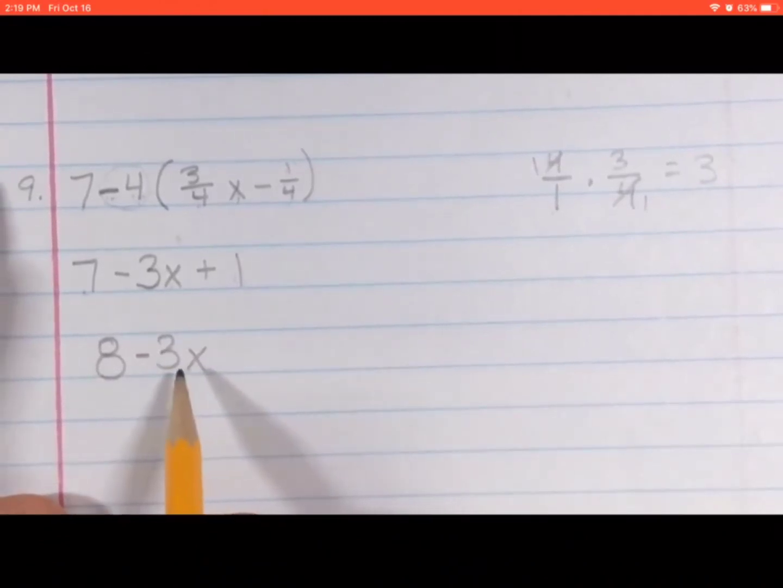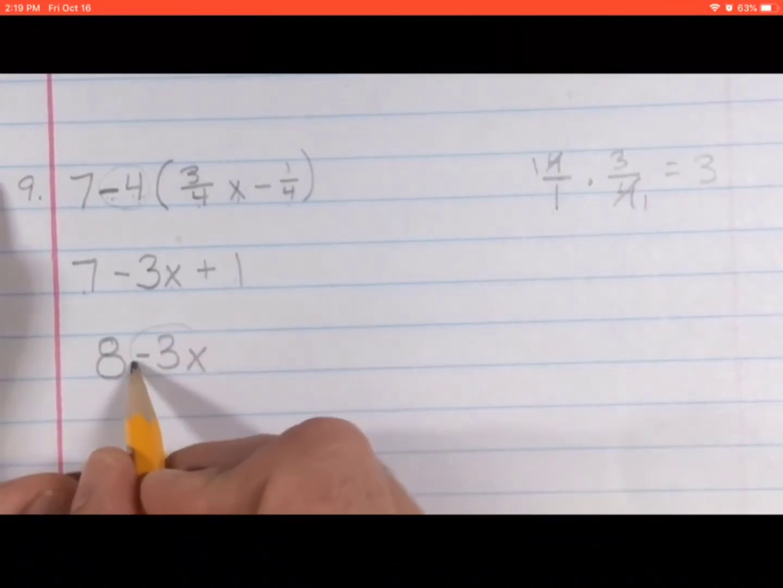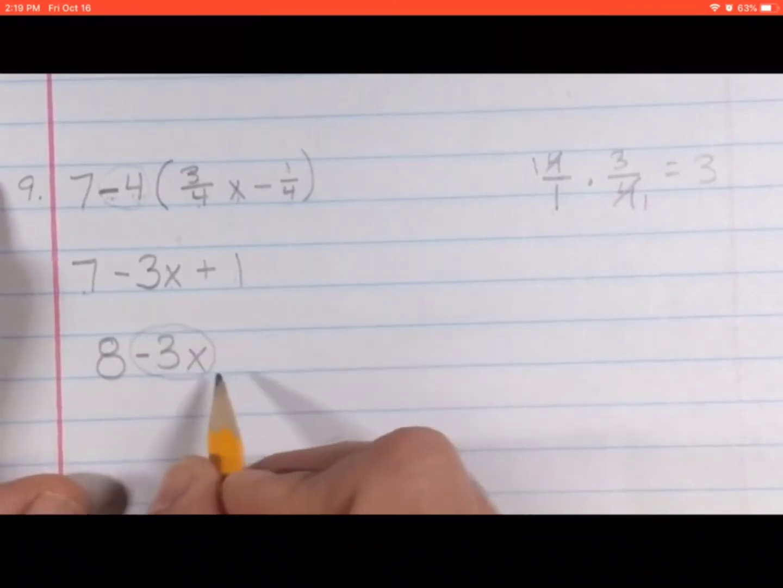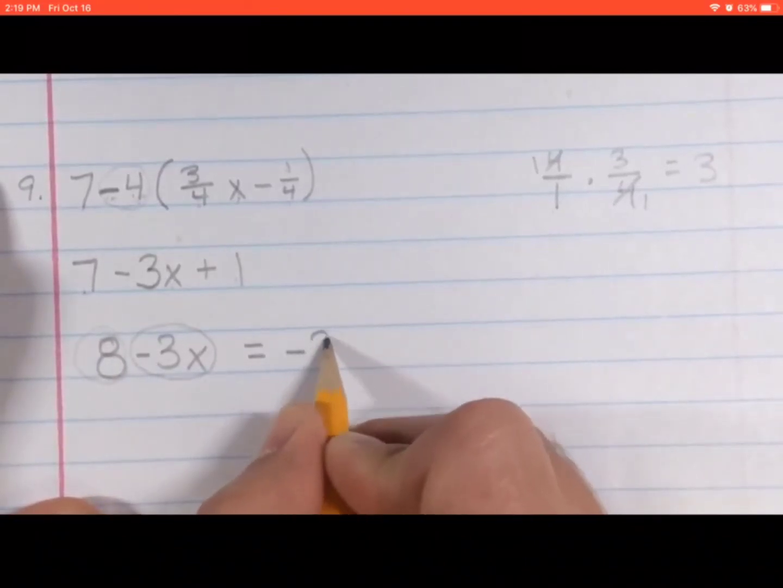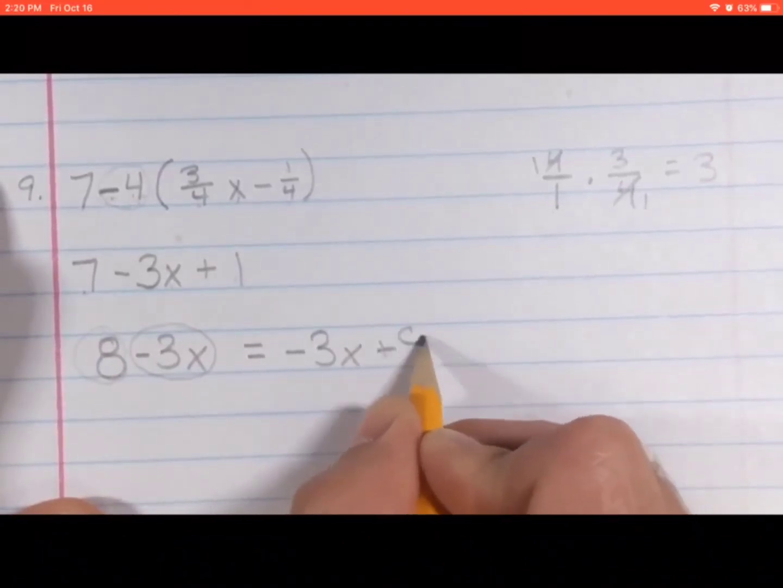I like to put the variable term first, so I would take the negative 3x and put it out front and have it followed by the positive 8. So it would look like this, negative 3x plus 8.